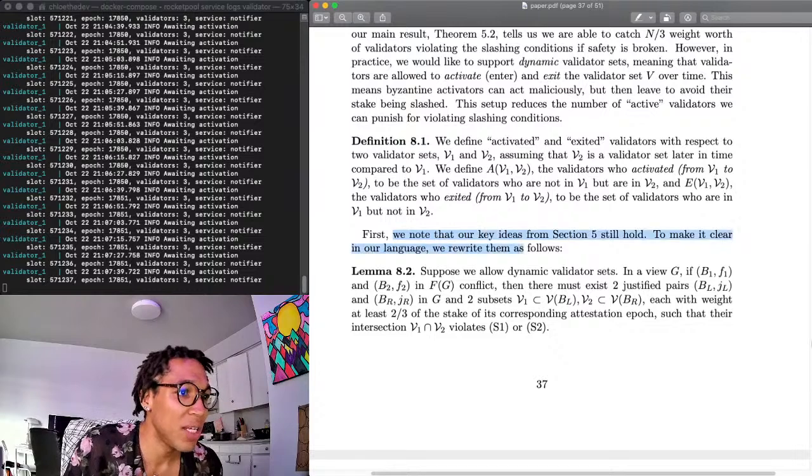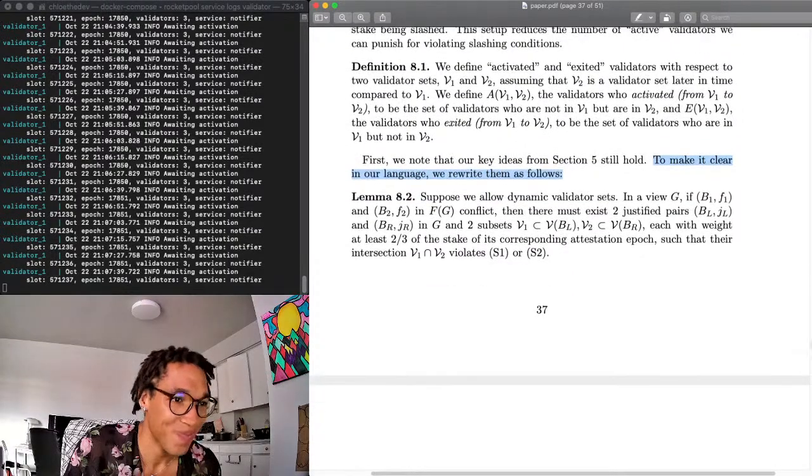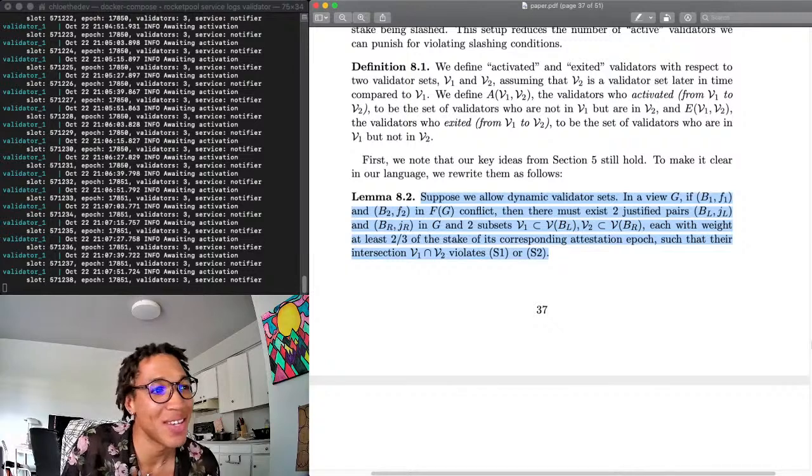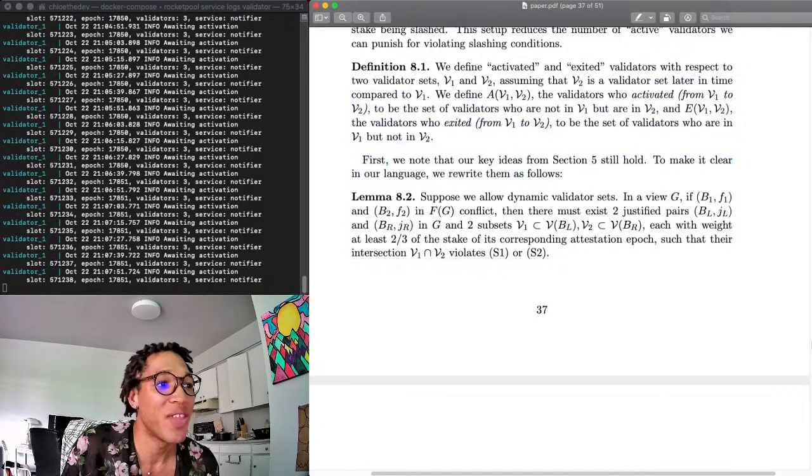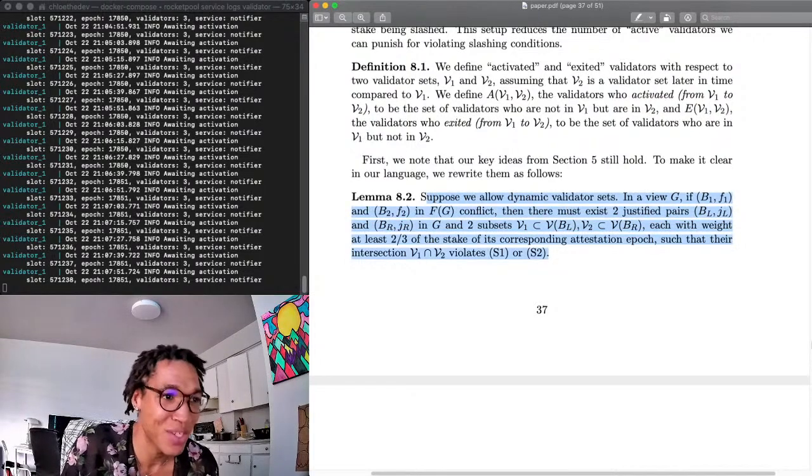First, we note that our key ideas for section 5 still hold. To make it clear in our language, we write them as follows. Again, math is beautiful because all of this writing is in English, and I read it in English, which is great. But this, in my opinion, really helps to make things clear for anyone in any language of how this all works.